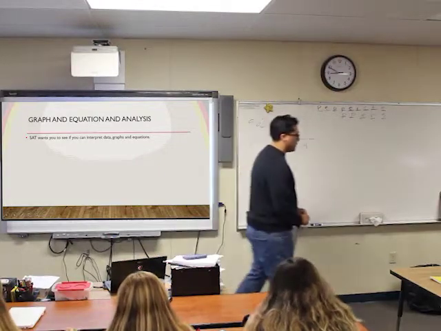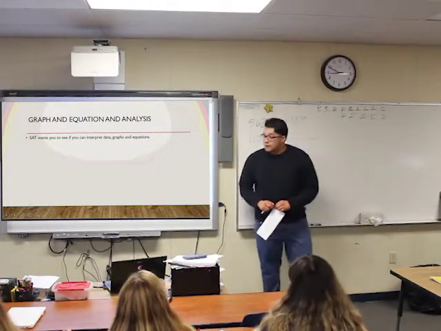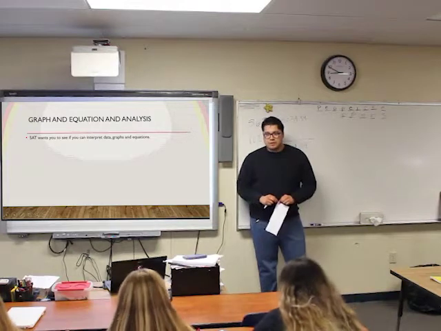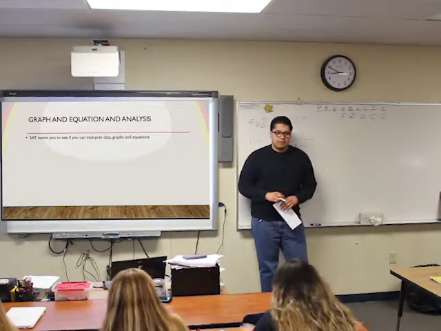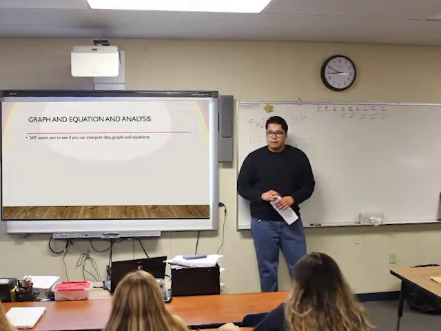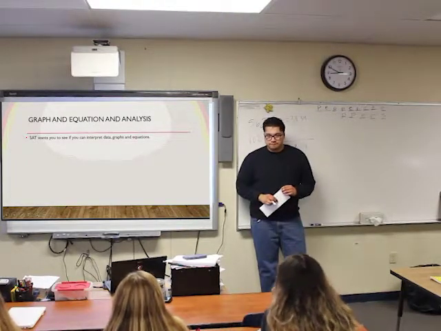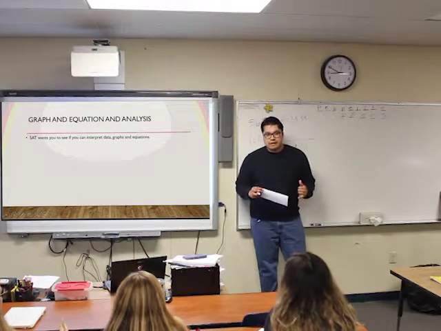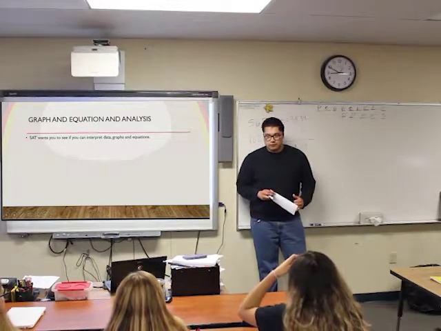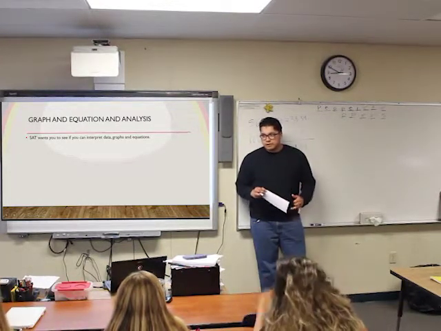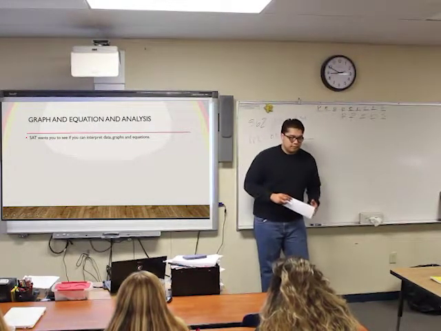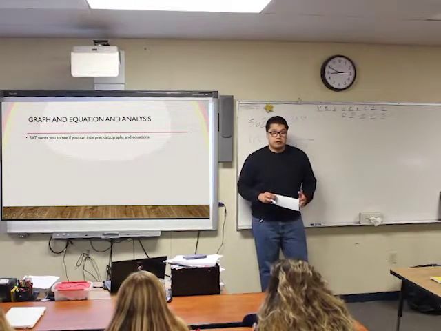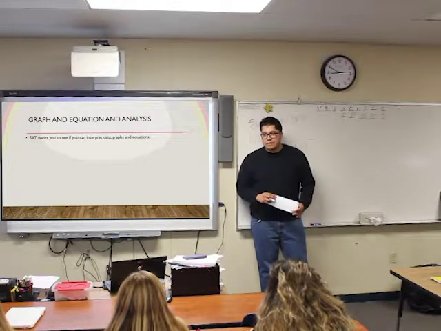So graph equations and analysis, right? What does that mean? That means that if I give you a graph, I expect you to tell me what you're seeing or what you're looking at. That means that the axis has to be labeled. If you have units, please include them, right? If you have an equation, you should at least know what it's saying, right?